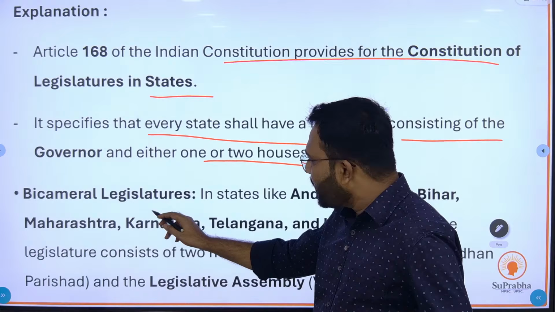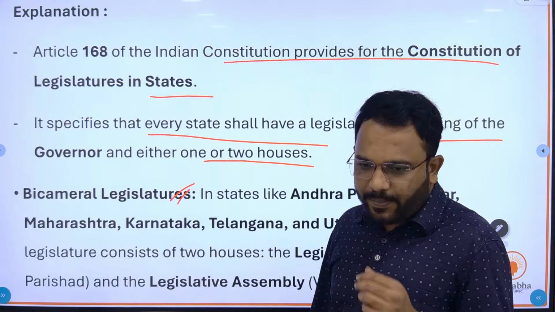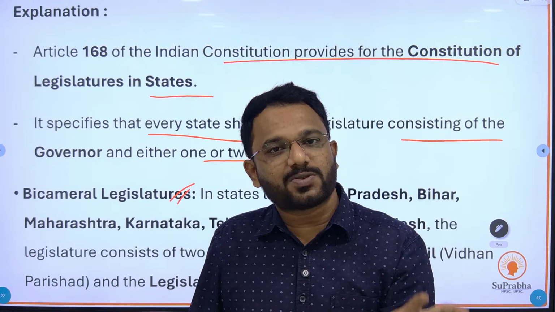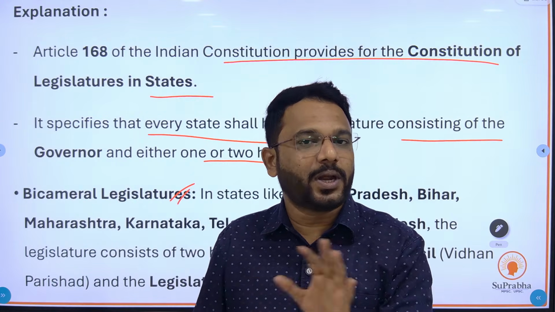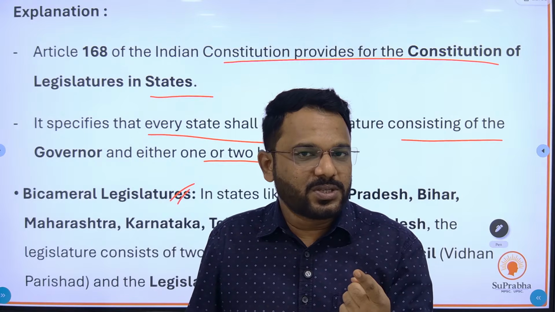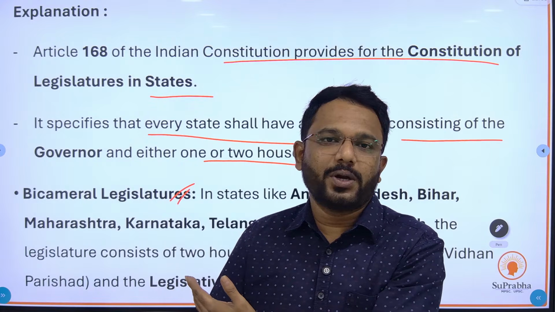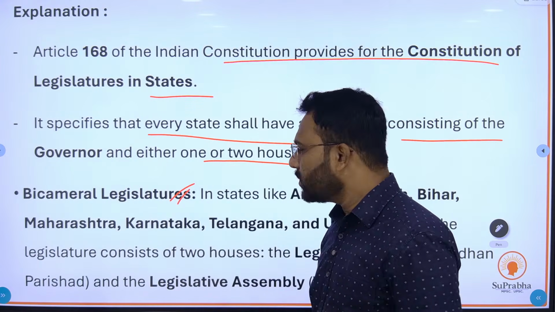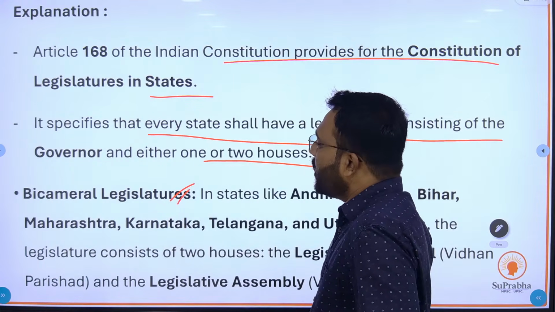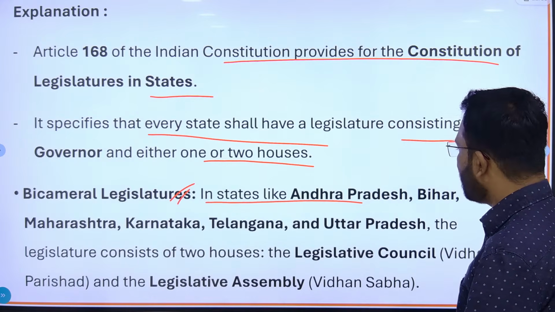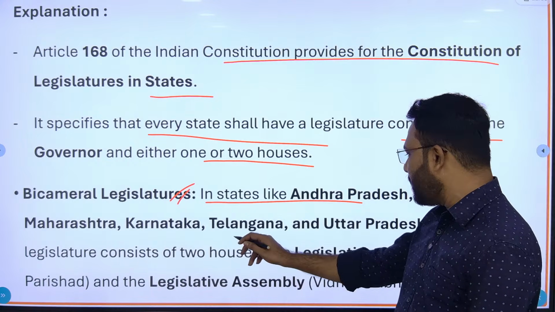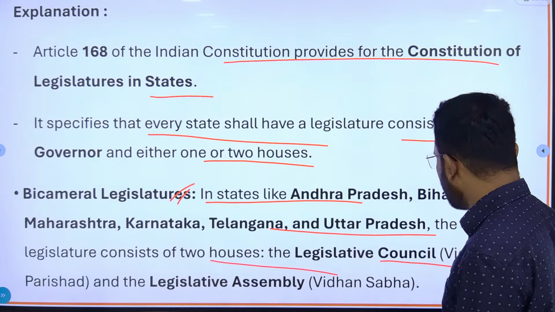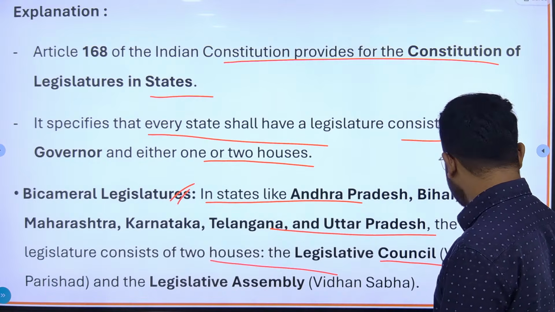Okay, bicameral legislature. So what we are basically doing is that we are taking a question, and covering as many important topics as we can related to that question. If you are talking about 168, this is the info which I have provided you, which is important for this article. लिहून घ्यायचं सगळ्याचं सगळं. ठीक आहे. Bicameral legislature in states like Andhra Pradesh, Bihar, Maharashtra, Karnataka, Telangana and Uttar Pradesh, the legislature consists of two houses, that is Legislative Council and Legislative Assembly. Fine.